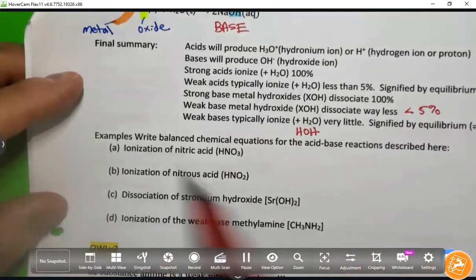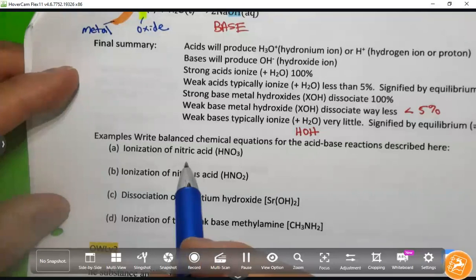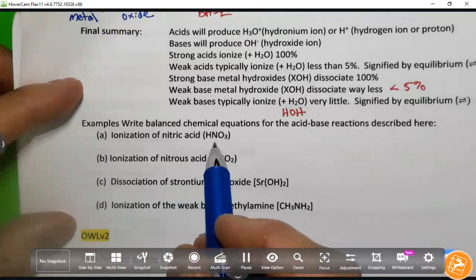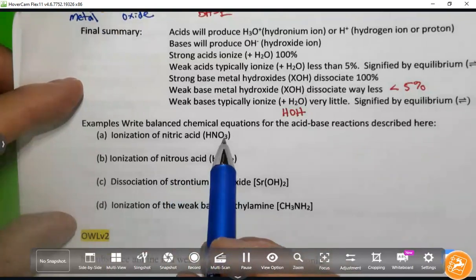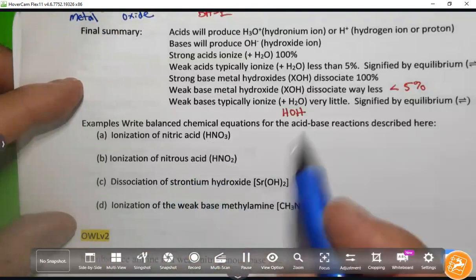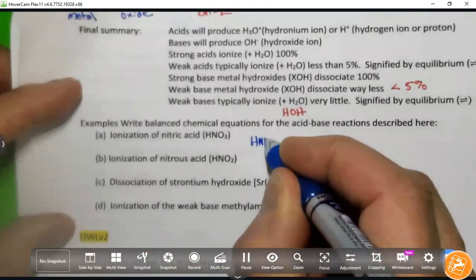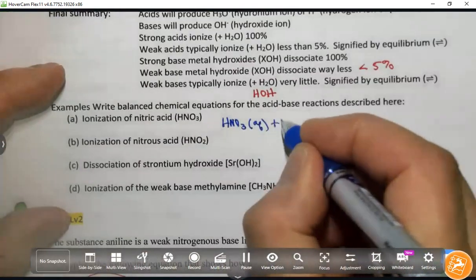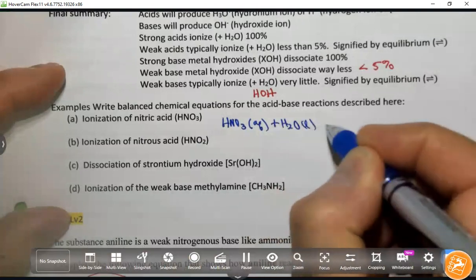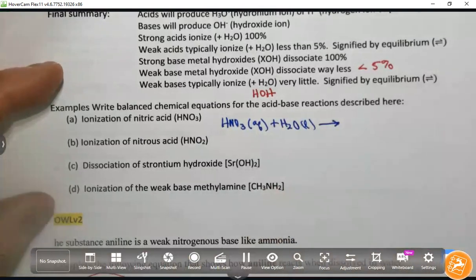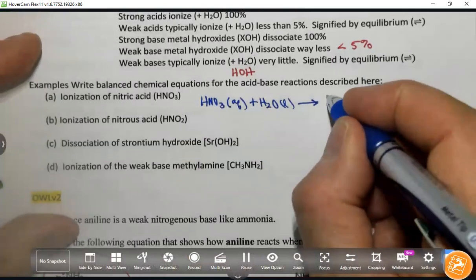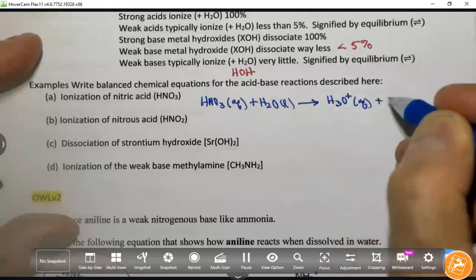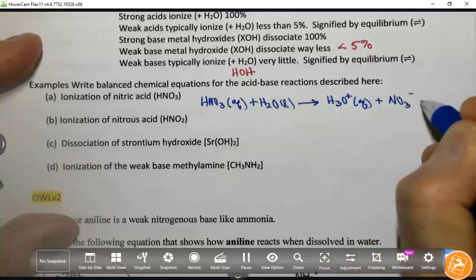So we'll do this one right here. Ionization of nitric acid. And then we got to stop. Is nitric acid a strong acid? Yeah, because you have 2 more oxygens than hydrogens, right? So what's that going to look like? HNO3 plus H2O liquid, one-way arrow. We're going to get H3O plus, and we are going to get NO3 minus.